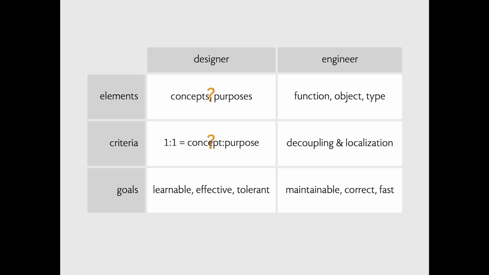OK, so to conclude, I opened by saying that I was looking for what the elements of software design would be, the aspect of software design in which we're concerned with the relationship between the system and its users. And I argued that those elements should be concepts and the purposes that they fulfill. And then I talked about the criteria and told you my initial idea on that, this very simple idea that concepts and purposes should be in one-to-one relationship to one another.